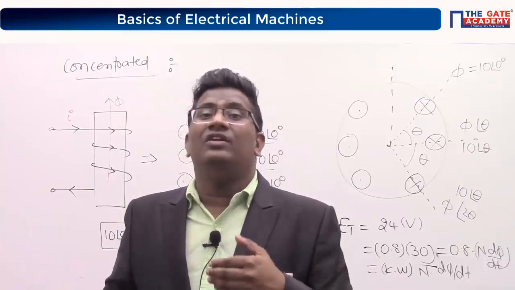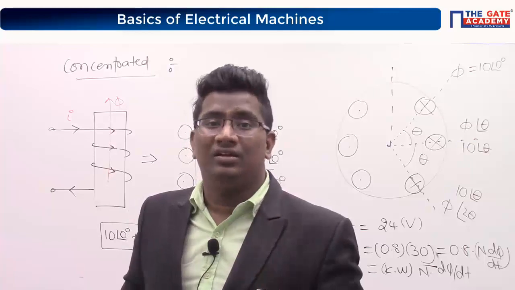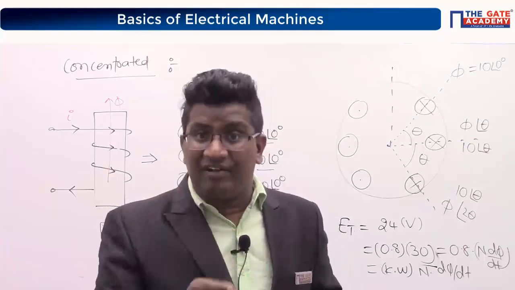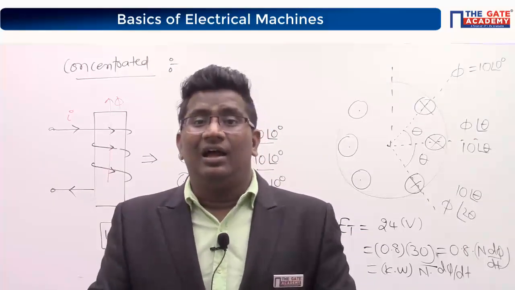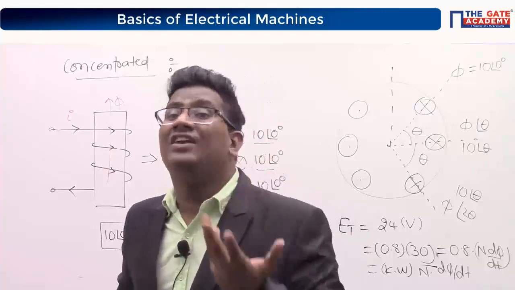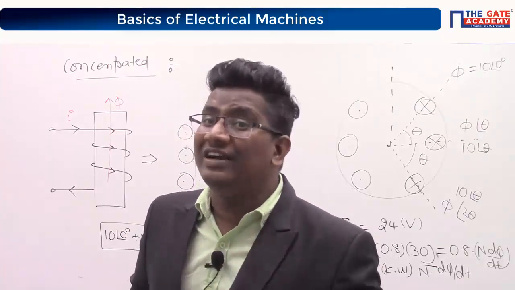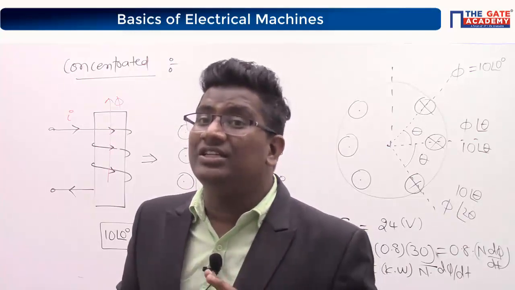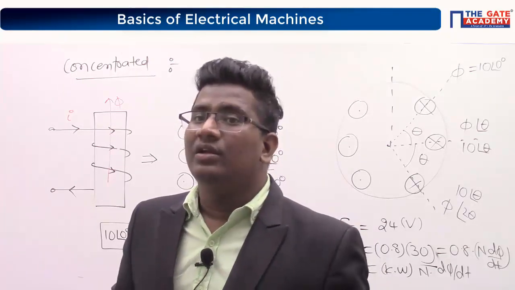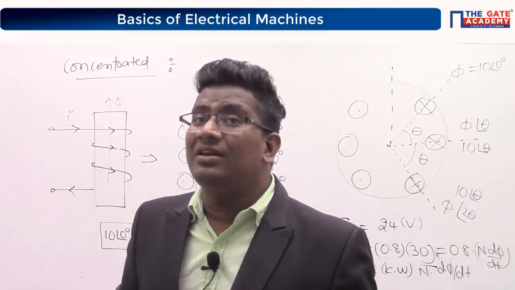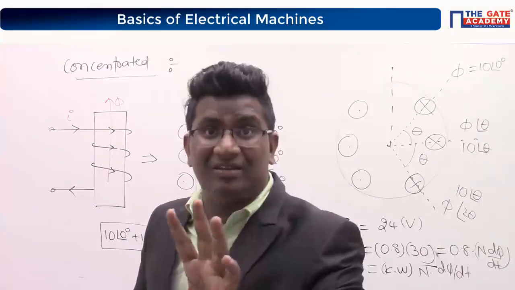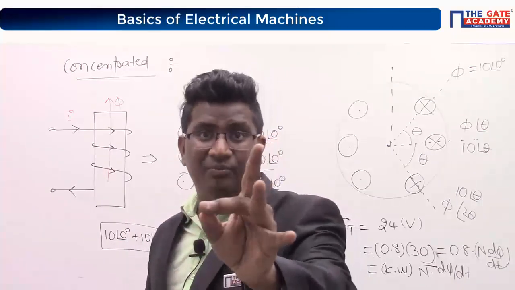DC source, will you give concentrated winding or distributed winding? Concentrated winding, because it is the field. Similarly, in which machine is field winding available? DC machine or induction machine? DC machine: shunt field, series field, compound field.